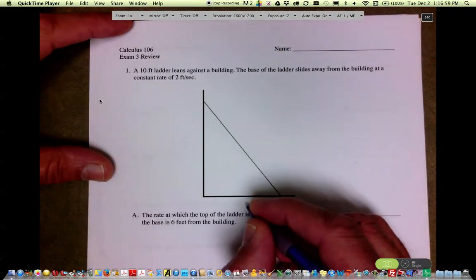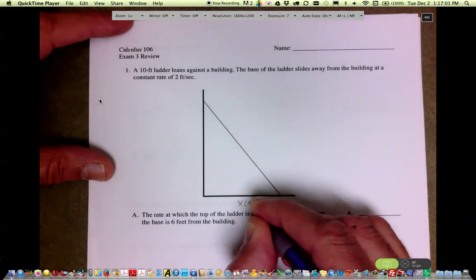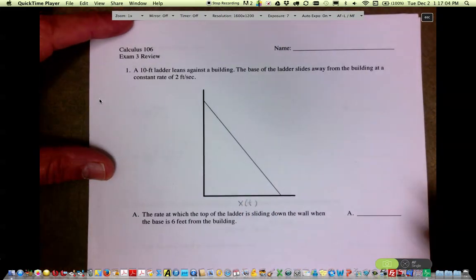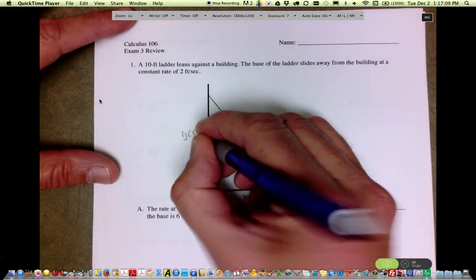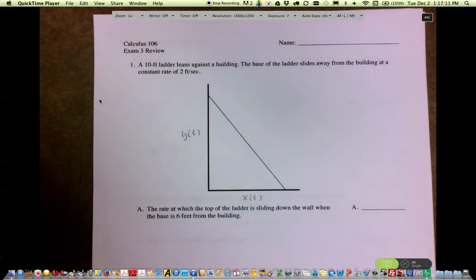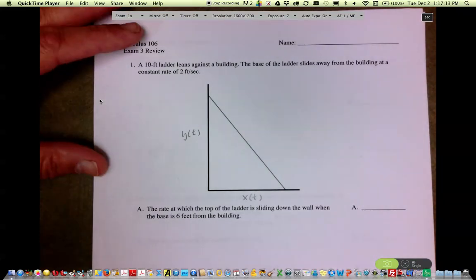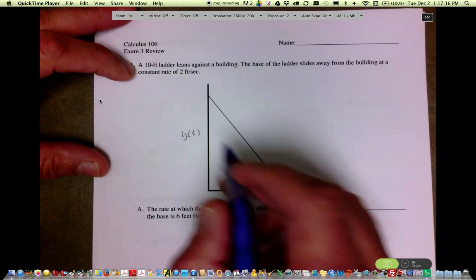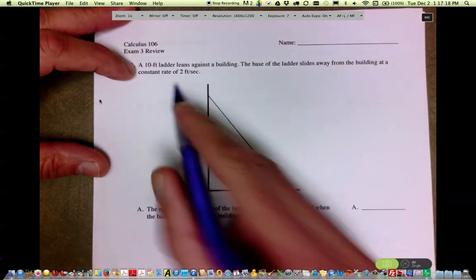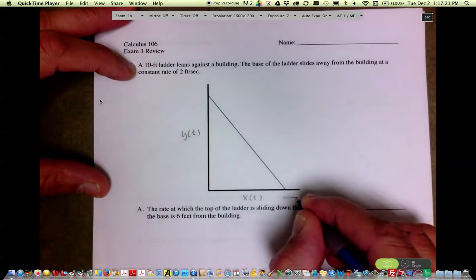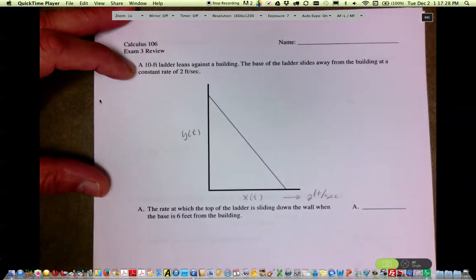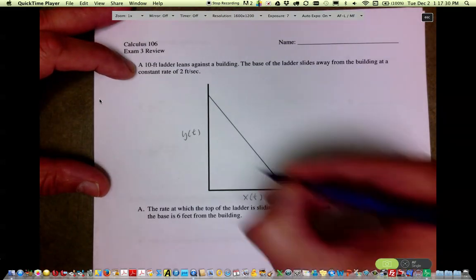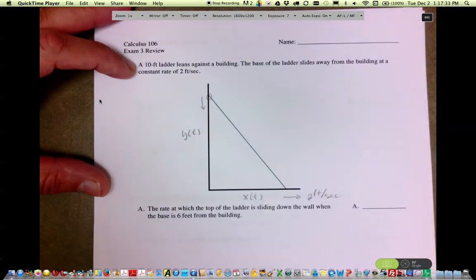So this side down here, I'm going to call x of t. It's changing with respect to time. If that's sliding out, then this side is also changing with respect to time. We're also given that the ladder slides away from the base at a rate of 2 feet per second, so it is going in this direction at 2 feet per second. The question is, how fast is this point sliding down the wall?